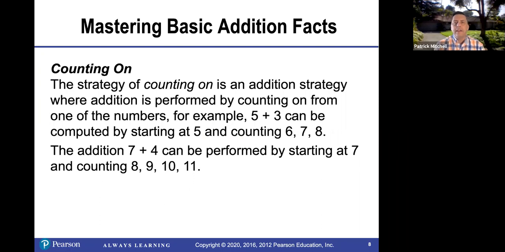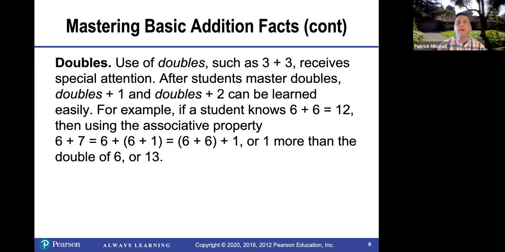All right, counting on. The strategy of counting on is an addition strategy where addition is performed by counting on from one of the numbers. For example, 5 plus 3 can be computed by starting at 5 and then counting 6, 7, 8. So this is kind of like adding numbers on your fingers, right? The addition 7 plus 4 can be performed by starting at 7 and counting 8, 9, 10, 11.